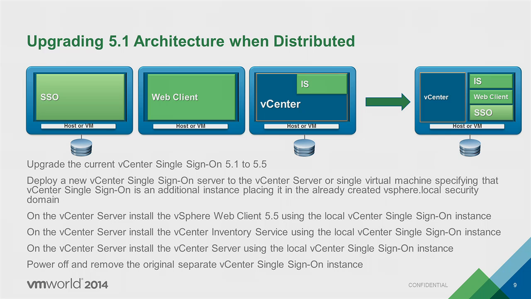Then I install a web client on the vCenter server. I'm going to use the local SSO for my registration. I'm going to change that. It's going to automatically pick up and detect the external SSO. I will map that to the local. The same with the inventory service. And then obviously vCenter, as I upgrade those components, installing them on the one machine, pointing them to that.